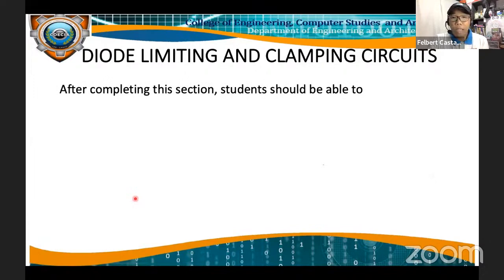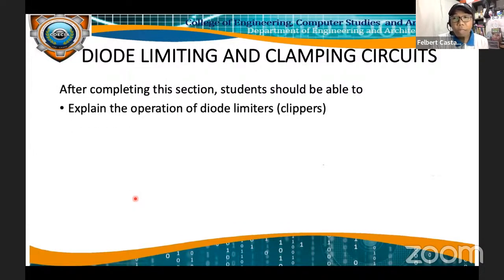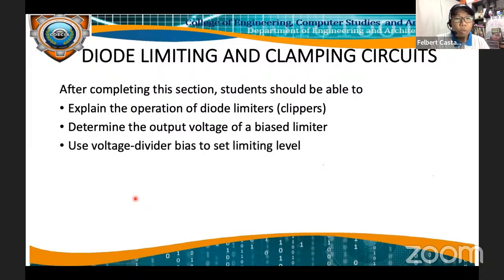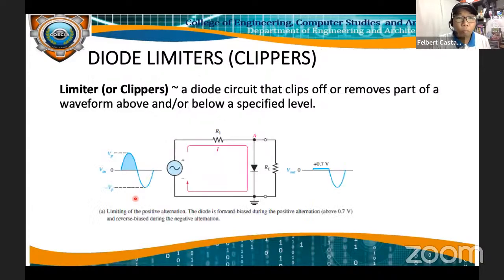After completing this section, you should be able to explain the operation of diode limiters or clippers. Second is to determine the output voltage of a biased limiter. The other term for this is clipper. Use voltage divider bias to set limiting level. Explain the operation of diode clampers. If we have enough time, we can discuss clampers later.